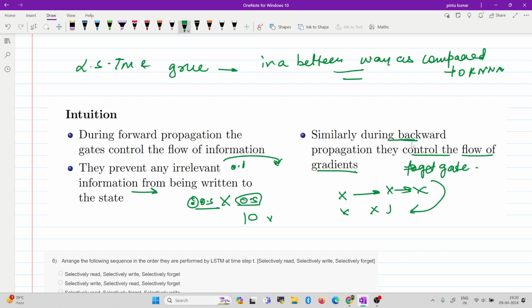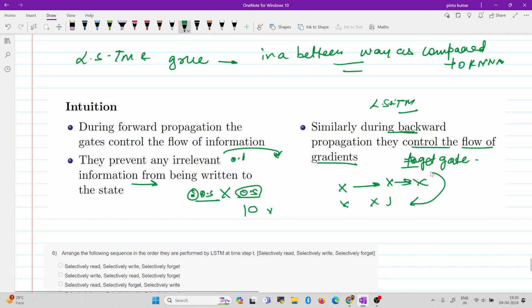So if there is a question, how does LSTM take care of your vanishing gradient problem? You can say that because of this forget gate, it controls the flow of gradient. That's why we have better performance.